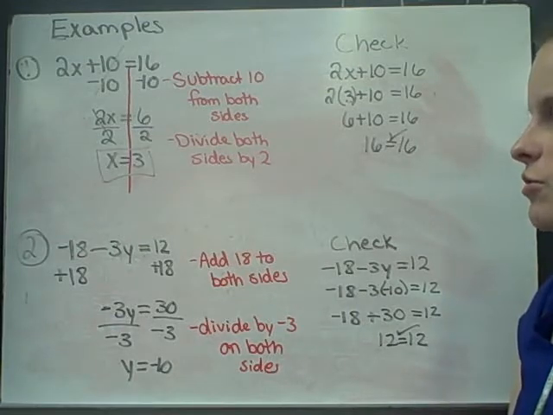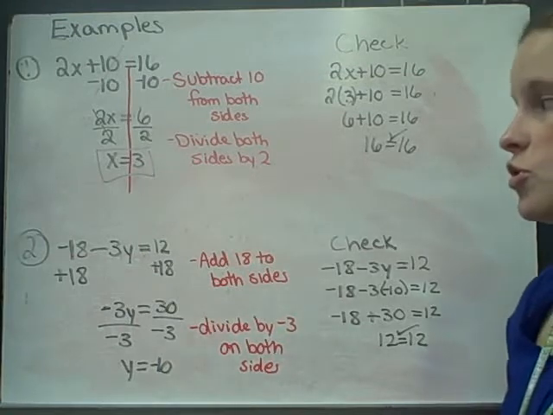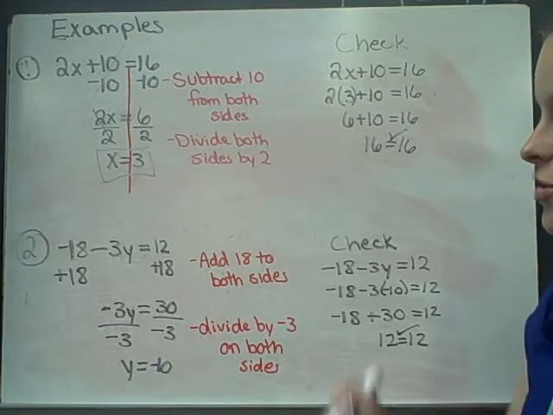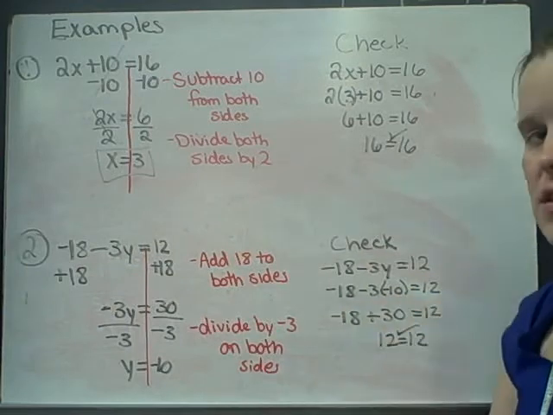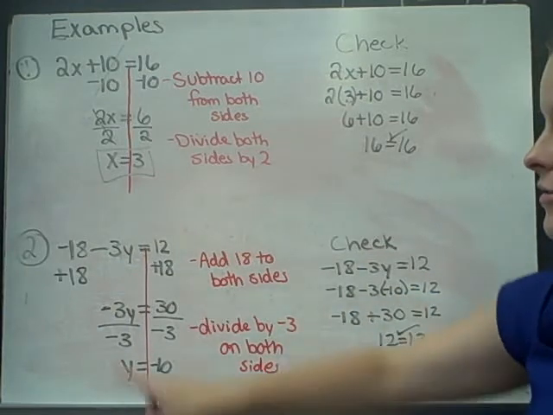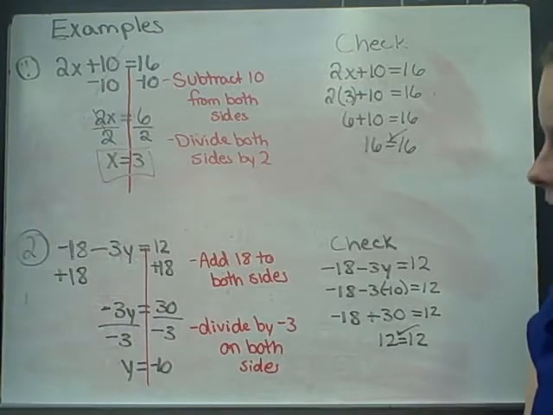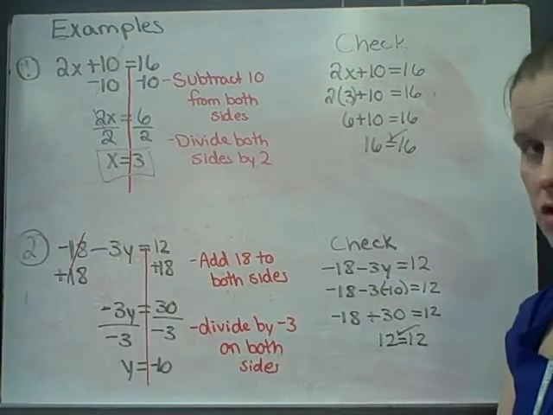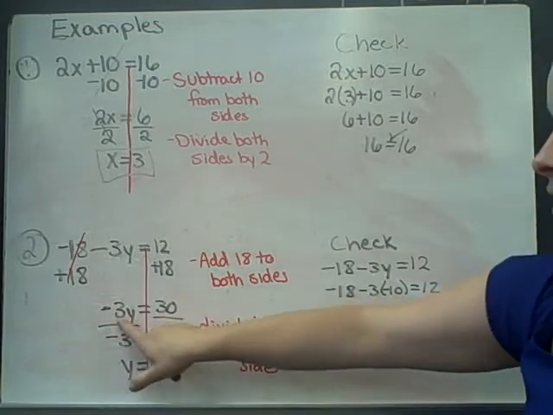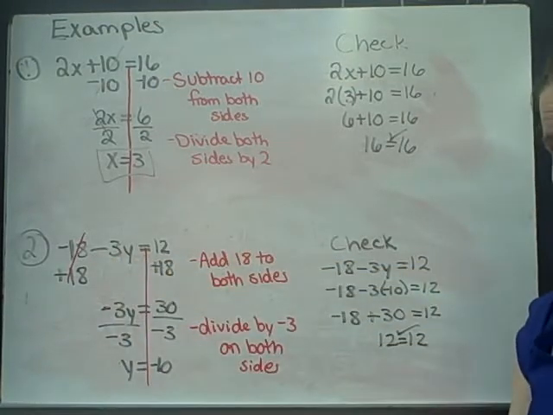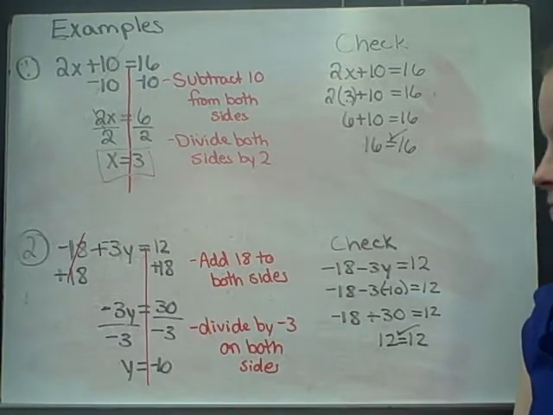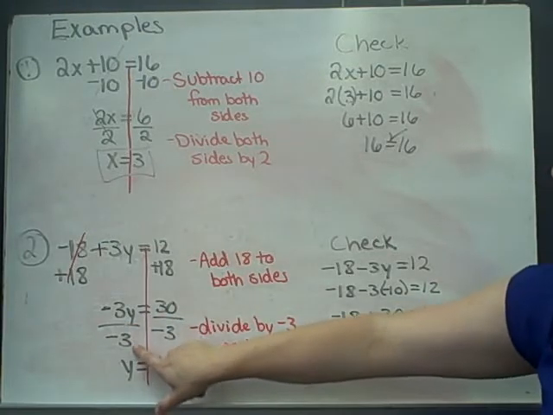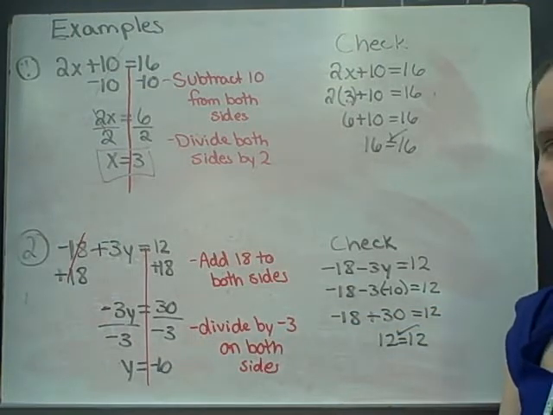If you look at example number 2, negative 18 minus 3y equals 12. The very first thing I'm going to do is add or subtract the constant. In this case, we have a negative 18, so I'm going to add 18 to get rid of the negative, and add it to both sides. These would cancel out and equal 0, which is what I want. So I have negative 3y. Pay attention to the fact that this is a minus 3y, which is the same thing as plus a negative 3y. So you have to take that negative sign with it. So negative 3y equals 30. Then you would divide by negative 3 on both sides, and y would equal negative 10.